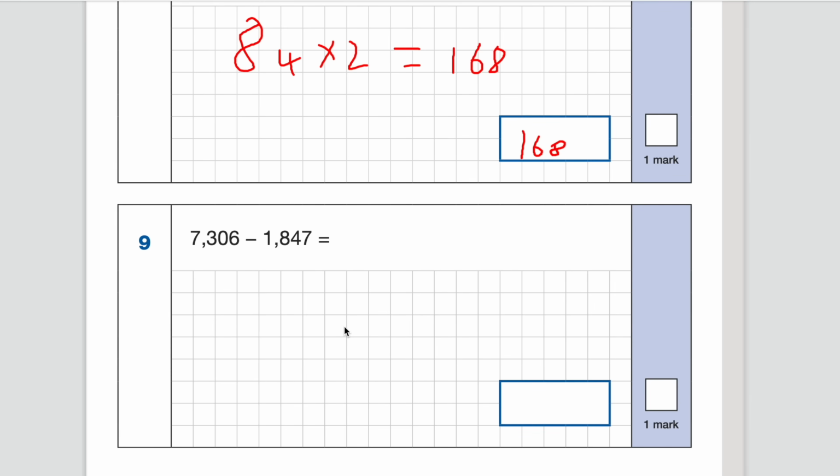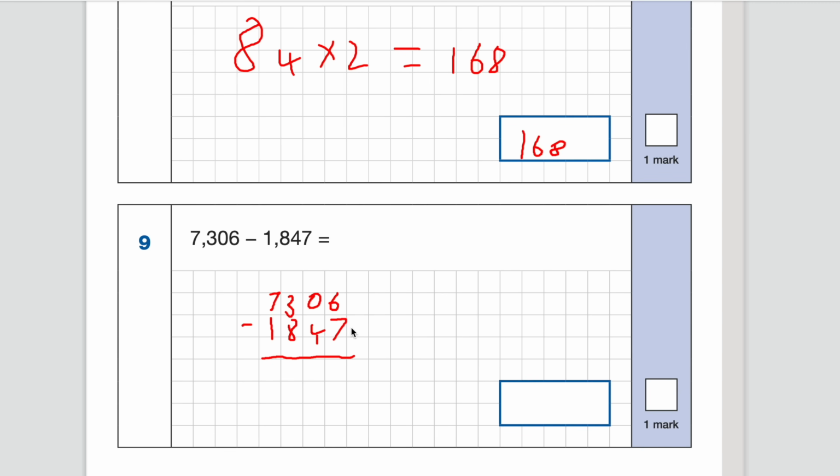Number 9, what's 7,306 subtract 1,847? The best way of doing this is in column subtraction, so you make sure that you've got your numbers in the right place and you don't miss anything out. So I'll do my best to do this neatly. It is a bit of a challenge doing it on the computer.